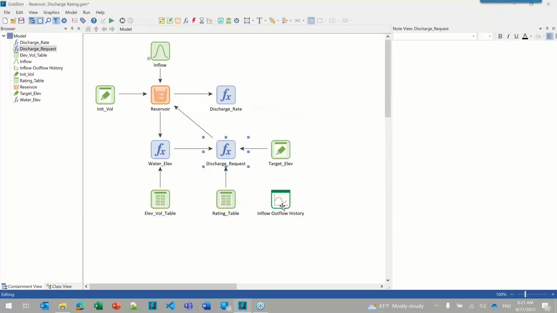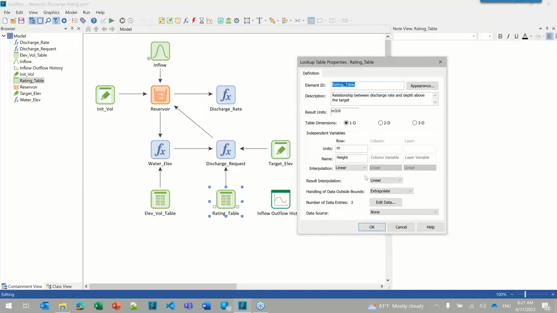Yeah. So if we go to this lookup table, what we have here is a relationship between a discharge rate and a depth. And in our case, it's the depth above the target level. So when water level is above the target, then we will discharge at a certain rate. And as it rises higher and higher above that target, the flow should be changing according to this table. But the important thing is when it drops below the target, we should have a table that would then cut it off.